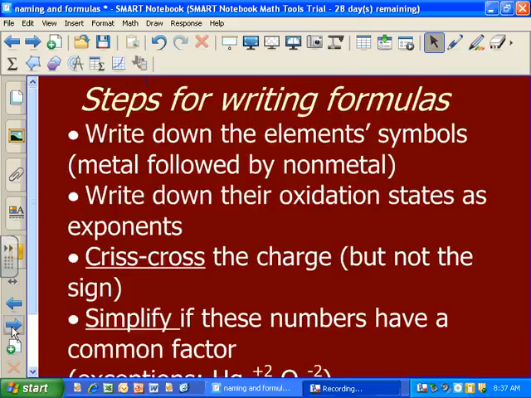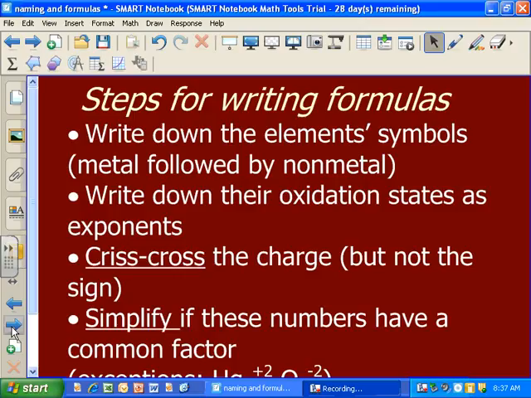Your steps for writing formulas are as follows. First, you write down the element's symbols. Metal comes first, followed by nonmetal. Remember, the first letter is capital, and the second letters have to be lowercase for each element. So there should be 2 capital letters in your formula.